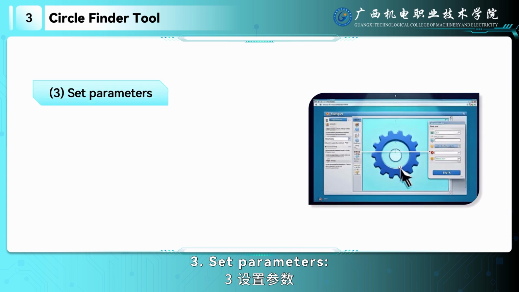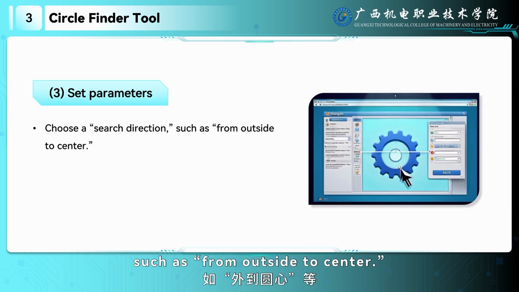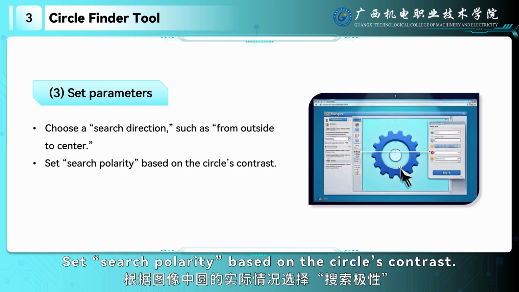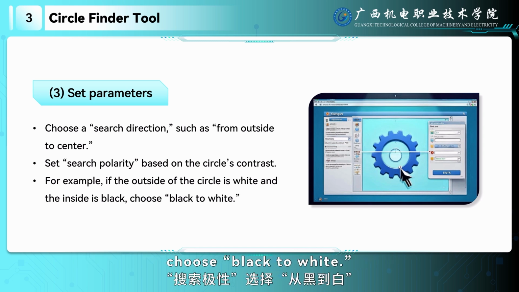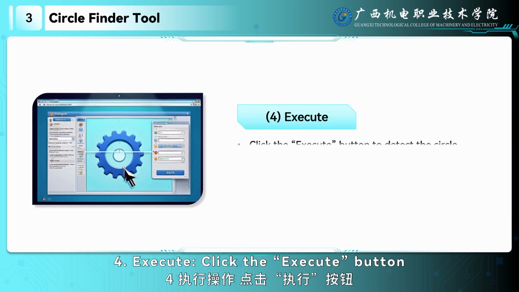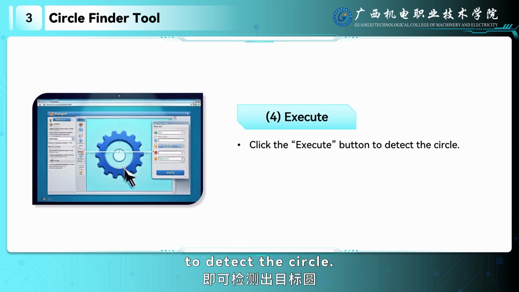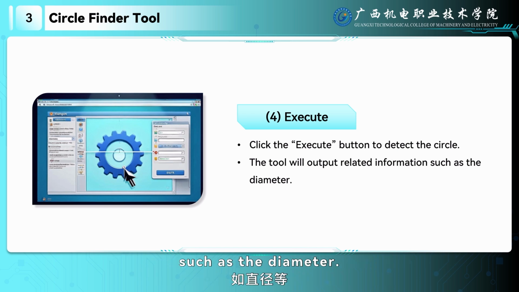3. Set parameters. Choose a search direction, such as from outside to center. Set search polarity based on the circle's contrast. For example, if the outside of the circle is white and the inside is black, choose black to white. 4. Execute. Click the Execute button to detect the circle. The tool will output related information such as the diameter.